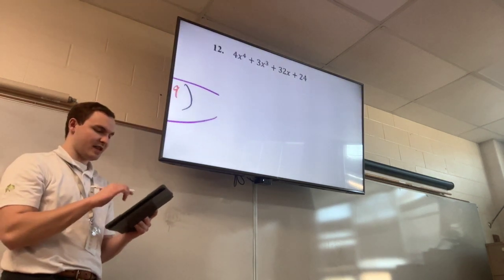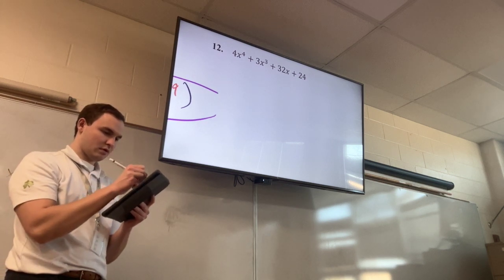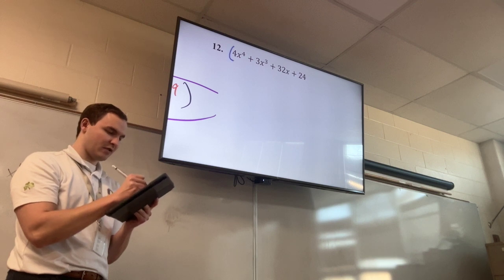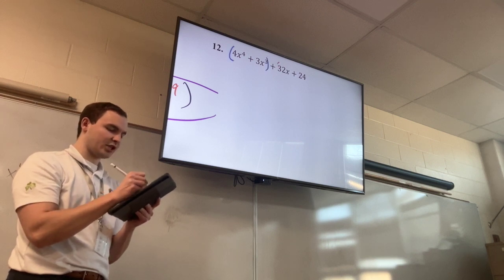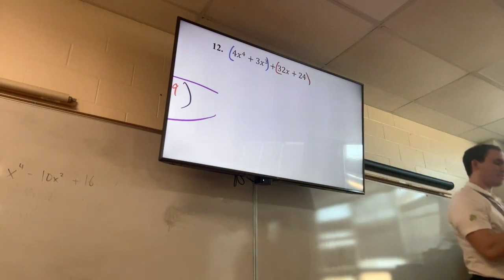Okay, and then this one is a grouping. So there's no GCF. Let's pair together the first 2. When I pair together the second 2, do I change this sign right here or no? No, I don't do it here because there's a plus in there.